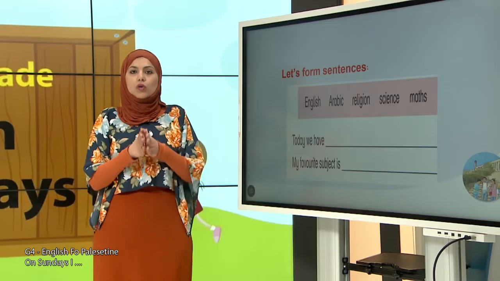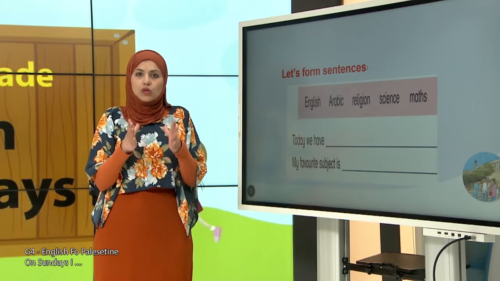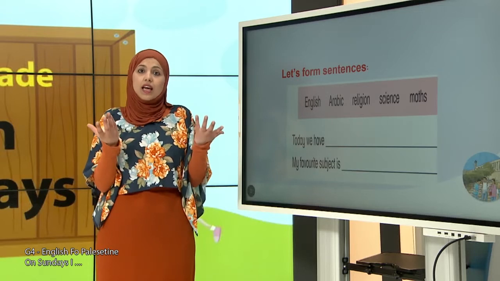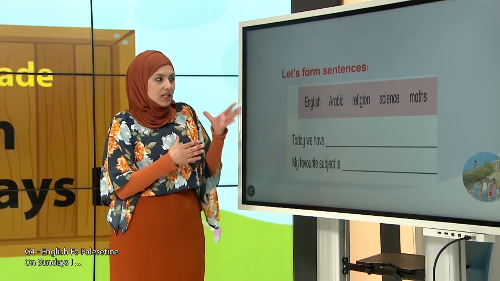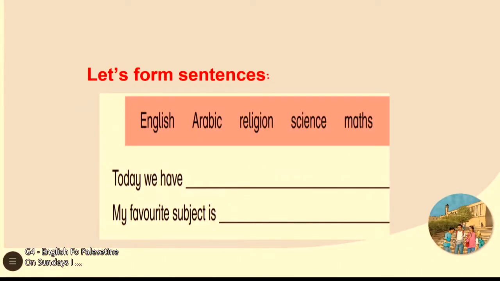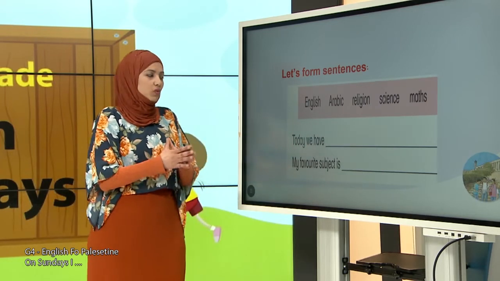Okay, now let's form correct sentences together. What do you learn at your school today? Yes, Arabic, science, and maths. So we can say, today we have Arabic, science, and maths. Yes, good. Okay, now, what's your favorite subject? Yes, English. Is it English? Yes. So my favorite subject is English. Yes. Thank you.